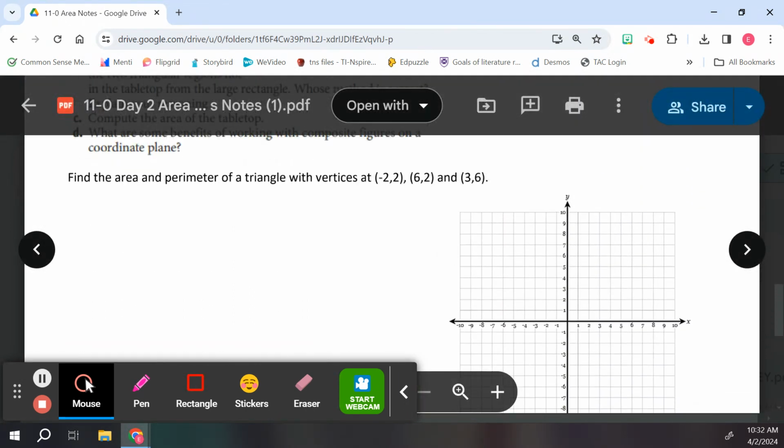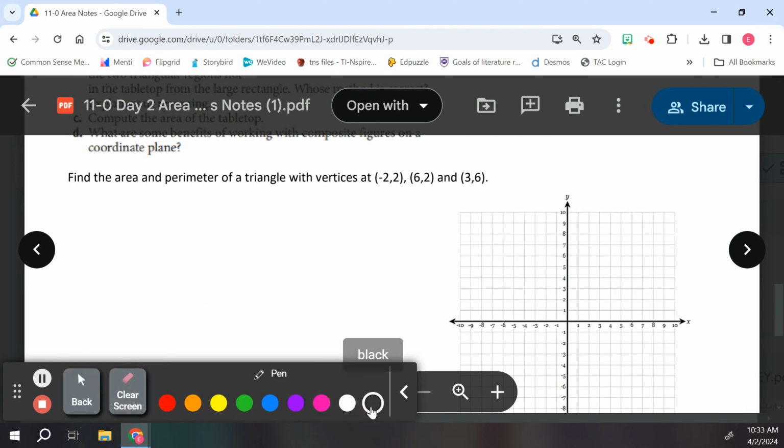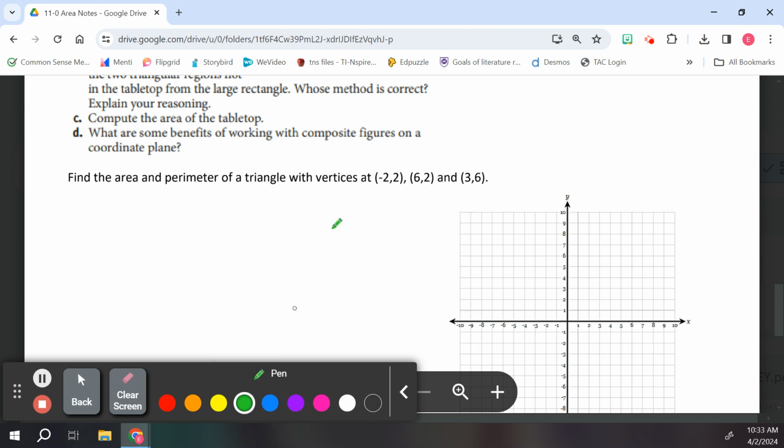All right. So let's find the area of this. Let's plot these points. First thing I'm going to have is -2, 2. And we're going to have 6, 2. And we're going to have 3, 6. So here's our triangle.